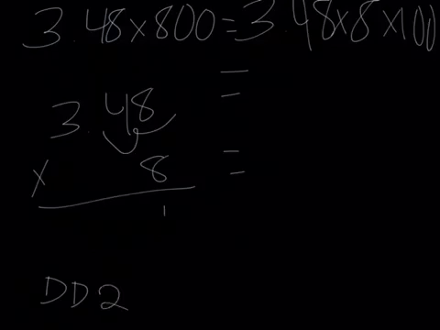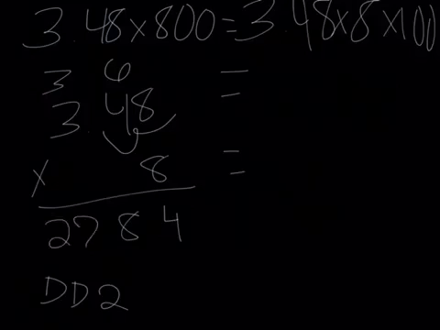8 times 8 is 64. And then 8 times 4 is 32 plus 6, which equals 38. 8 times 3 is 24, plus 3 is 27. And the decimal dwelling would be, the answer would be 27.84.